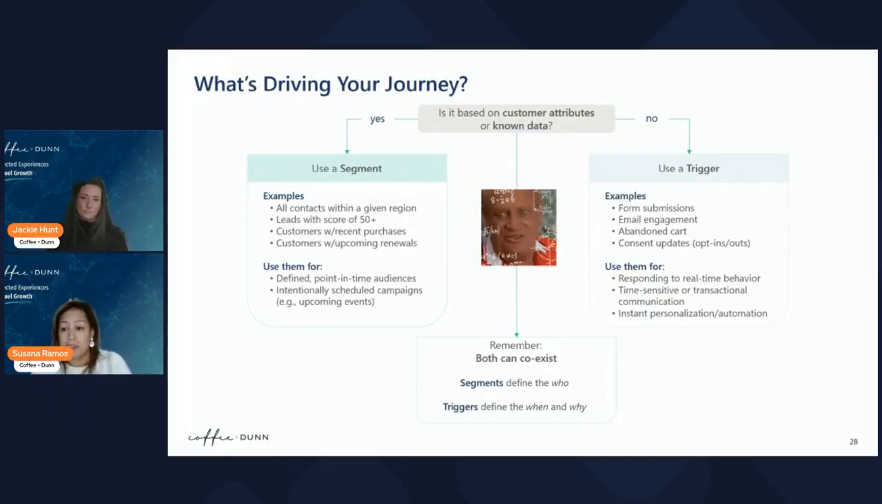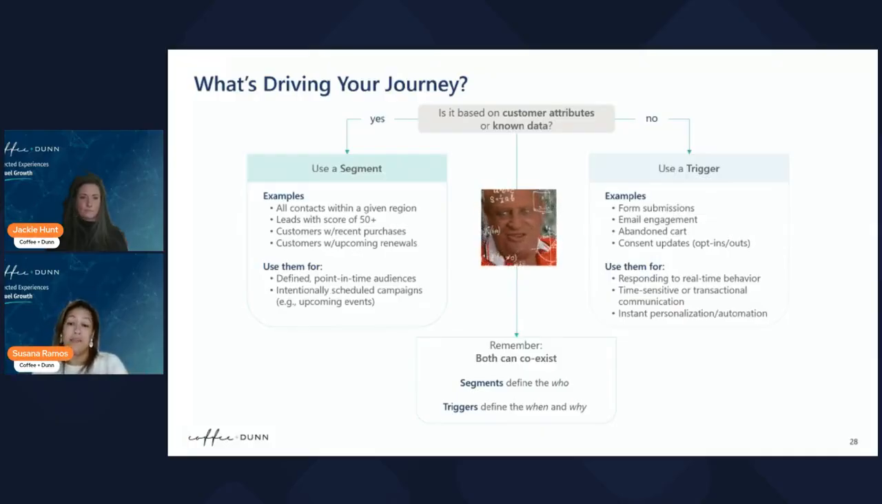So behavior or certain activity that will happen can then be used to activate certain communication. Some examples that we have here: form submission. So let's say they download a piece of gated content, or they submit a contact us form. That one feels like an obvious one.